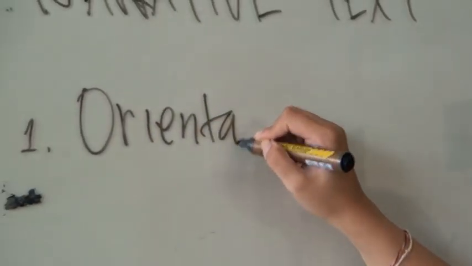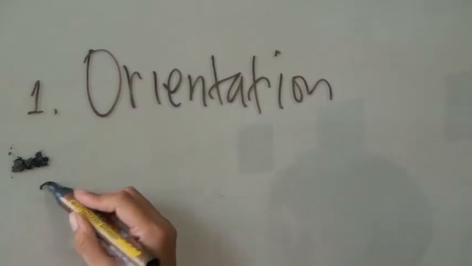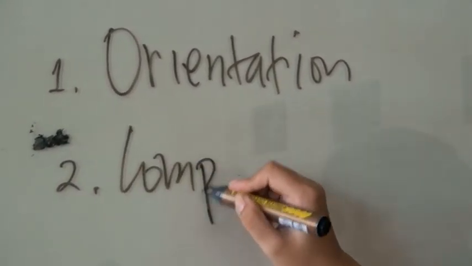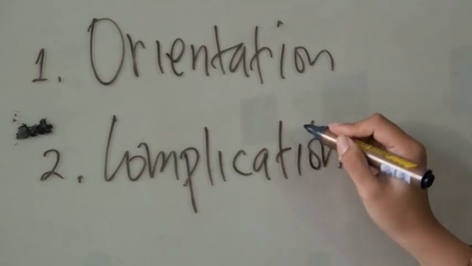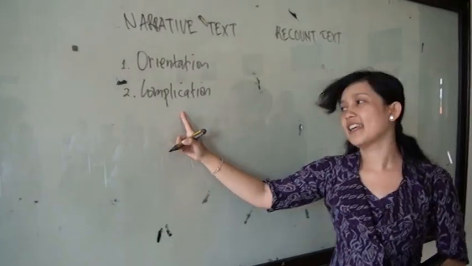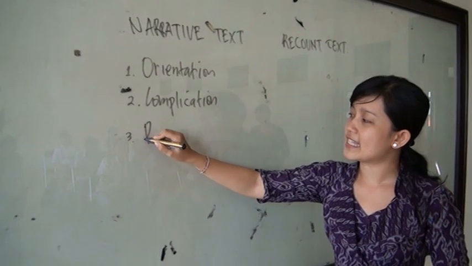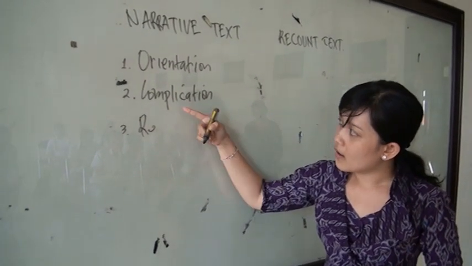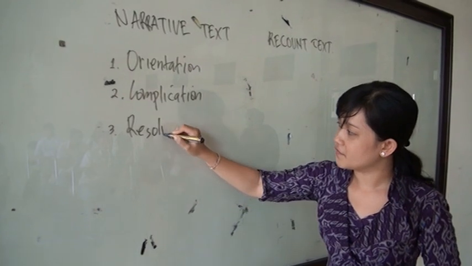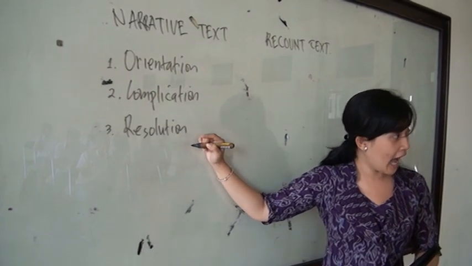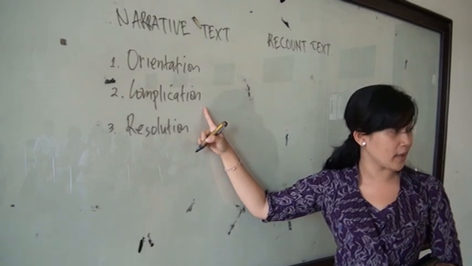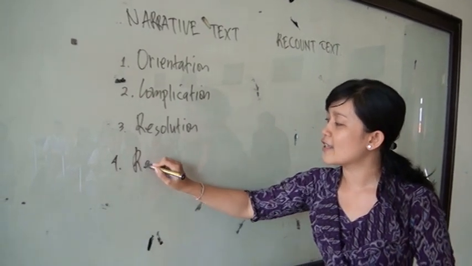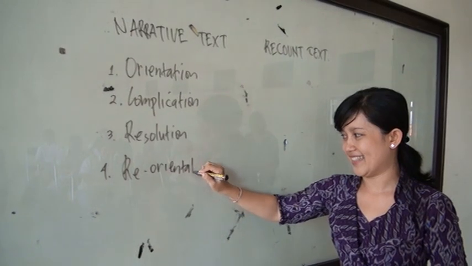If it is narrative text, the generic structure consists of four parts. The first one is orientation. The second one is complication, which is the problems of the story. And the third one is resolution. Resolution is how to solve the problem in the complication. And the last one is reorientation.